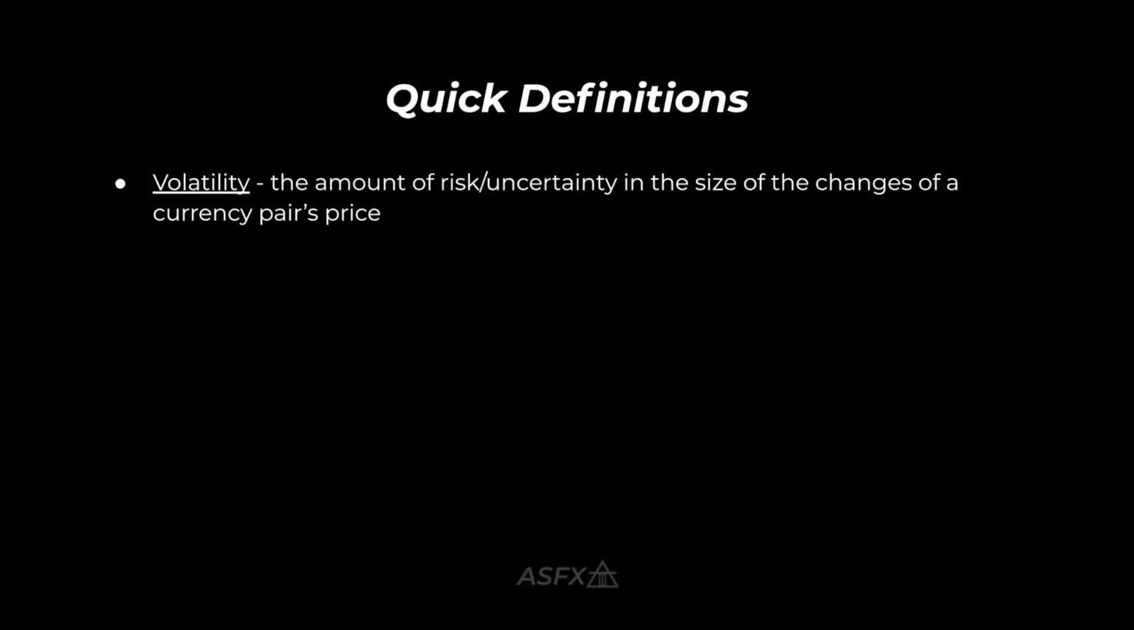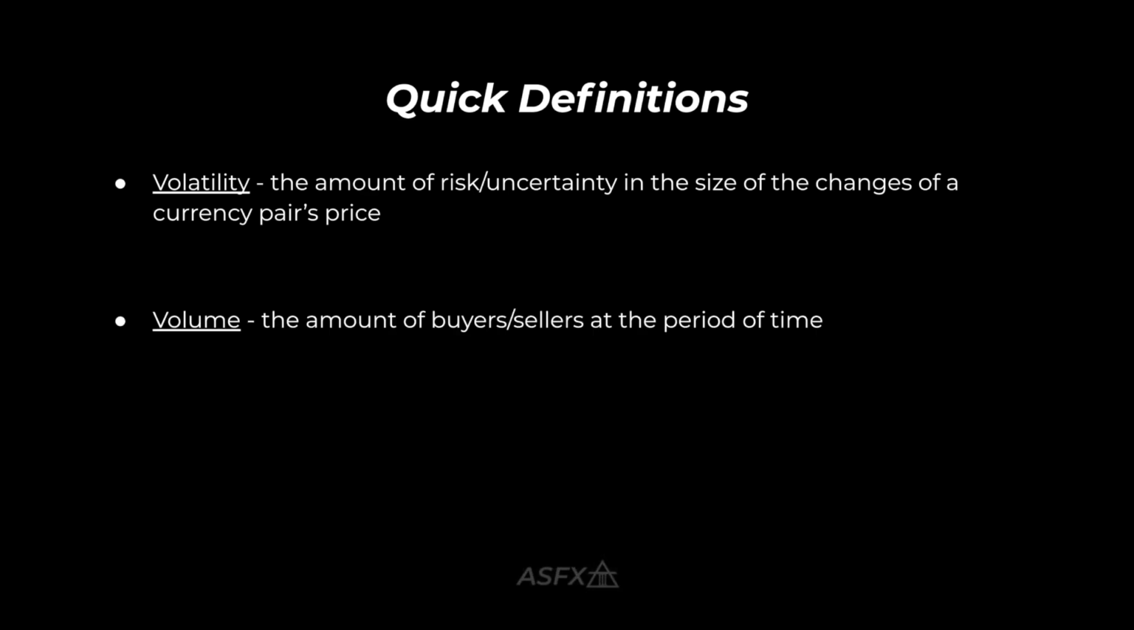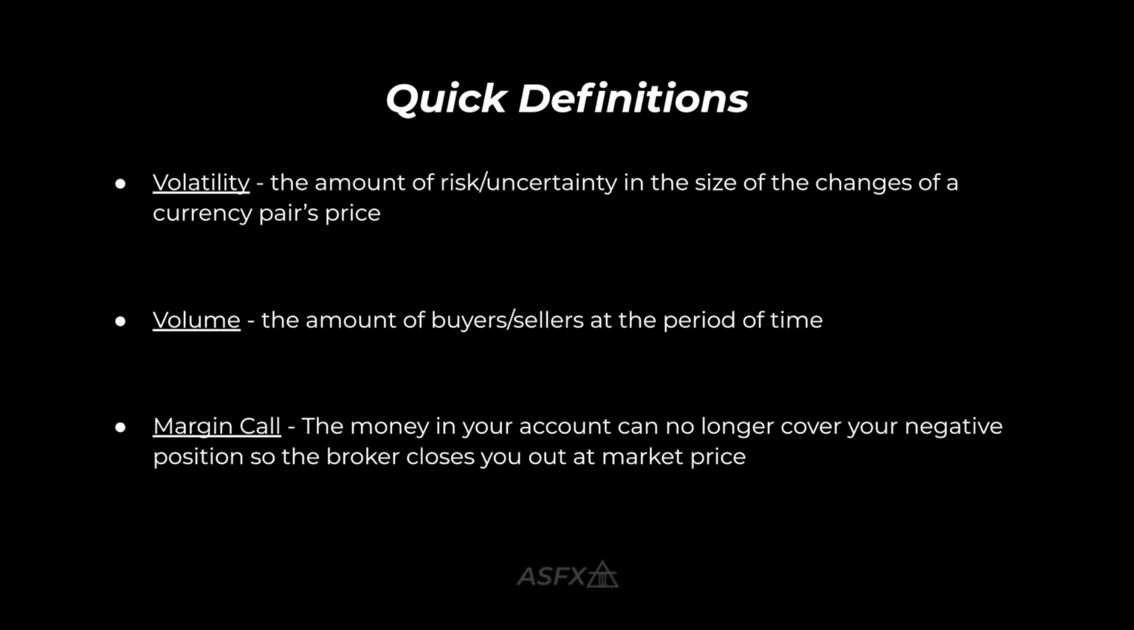A couple more definitions here. We talk about volatility a lot. This is the amount of risk or uncertainty in the size of the change of a currency pair's price. So if it's a very volatile pair, you could see it move 80, 90, 100, 200 pips in a day. If it's not a volatile pair, you're going to see it move 15, 30, 20 pips a day, and it's not going to have the kind of gas that we're looking to trade on a daily basis and make money in the markets with. You also want to understand volume, which is just strictly the amount of buyers or sellers in that specific period of time.